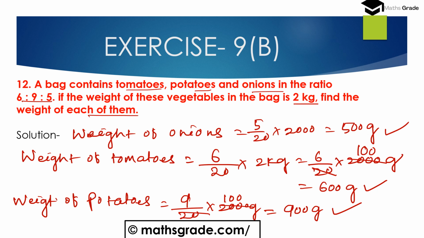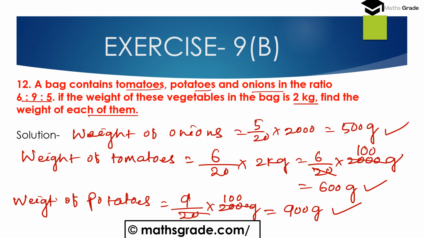If we add the weights of all these vegetables, 500 gram, 600 gram and 900 gram, we get 5 plus 6 is 11, 11 plus 9 is 20. That is 2000 gram, which is equal to 2 kg. So our answer is correct.